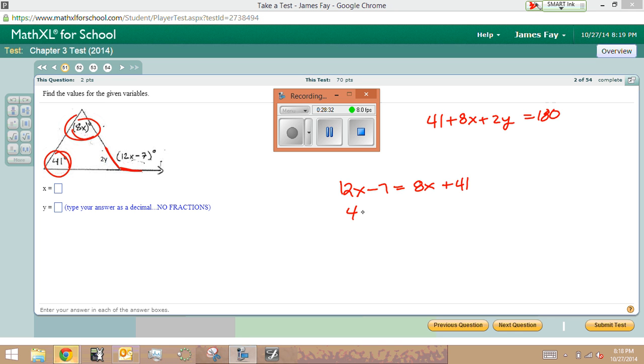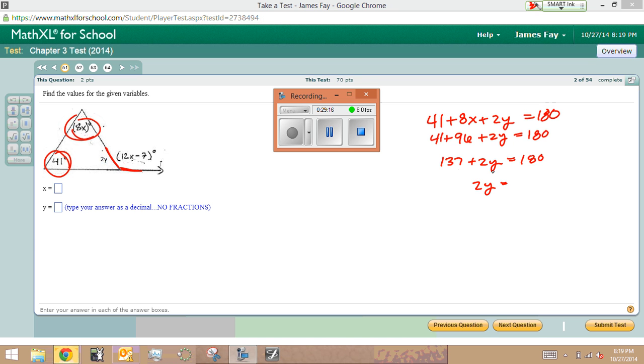I'll subtract 8x from both sides and get 4x. I'll add 7 to both sides and get 48. So x is equal to 12. Now, coming back up here, if x is 12, I've got 41 plus 12 times 8, which is 96, plus 2y equals 180. Now that's enough information. I've gotten rid of my x, left with just a y now. I'll add these together, so we get 137 plus 2y equals 180. 2y is equal to 43, so divide by 2 and y equals 21.5. So this was 12 and 21.5.